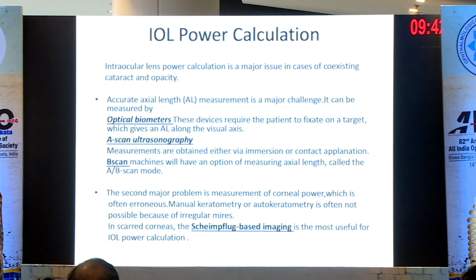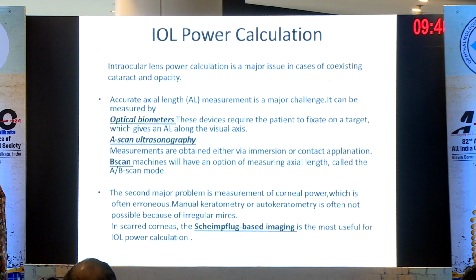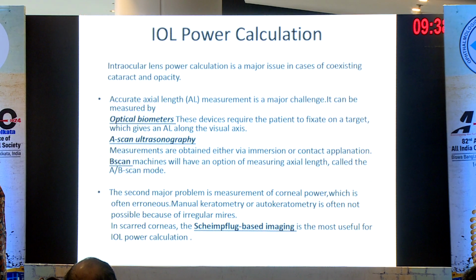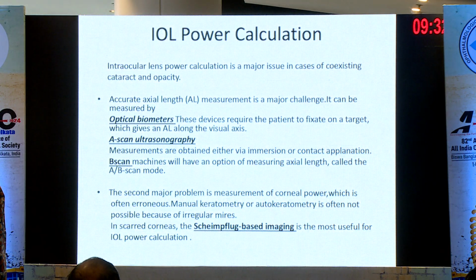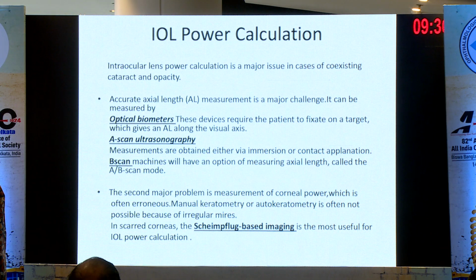IOL power calculation is a major challenge in these situations, as we have seen earlier. Accurate axial length measurements can be done by optical biometers or A-scan ultrasonography in some cases, either by immersion or contact applanation techniques, and B-scan in cases where these two don't apply, by AB scan mode. The next major challenge is calculating the keratometry, which is sometimes very difficult because of irregular corneas.